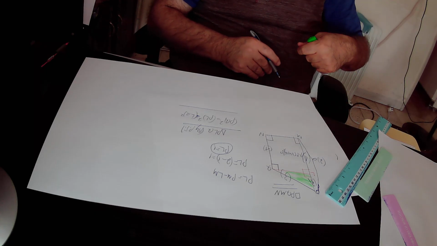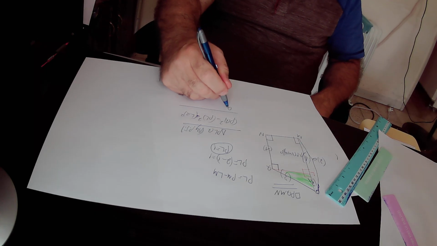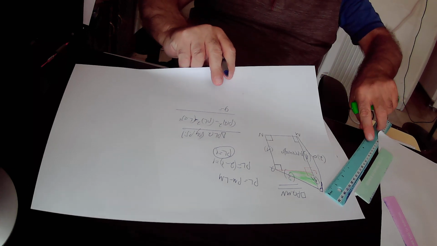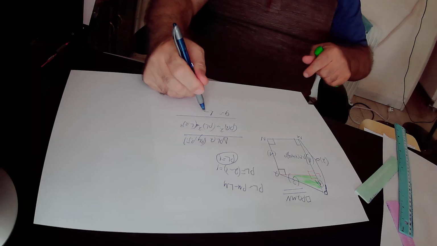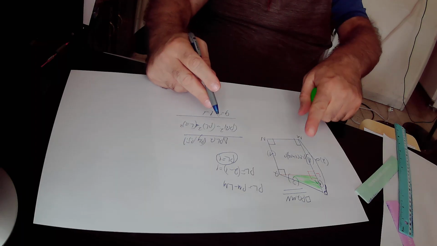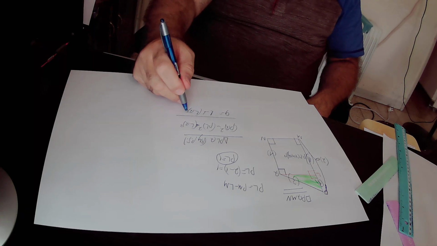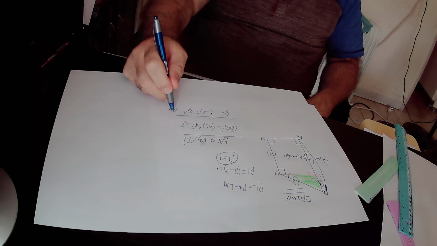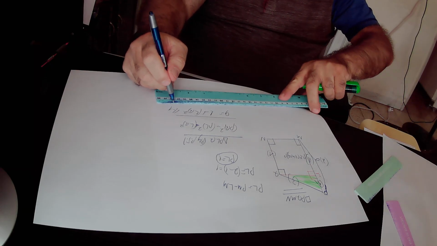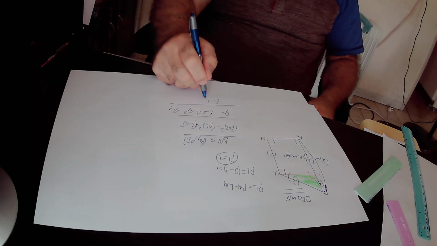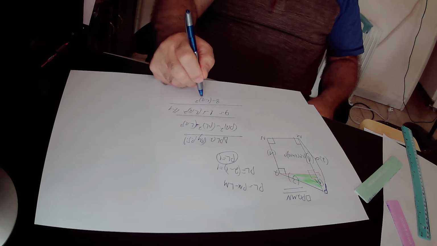PQ is 3, therefore PQ square is 3 squared, that is 9. And it equals PL square. PL is 1, therefore PL square is 1 squared, that is 1, plus LQ square. LQ is the missing side, so leave it as it is. In total, we find that 9 equals 1 plus LQ square. Here subtract 1 from this equation, and we find that 9 minus 1 is 8, equals LQ square.